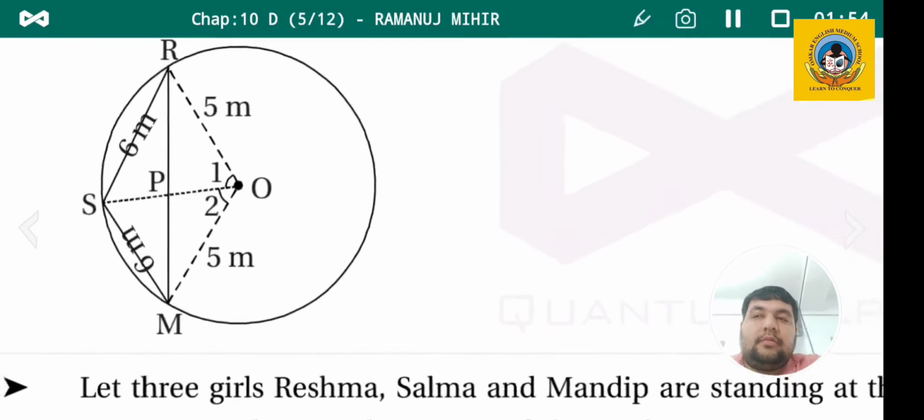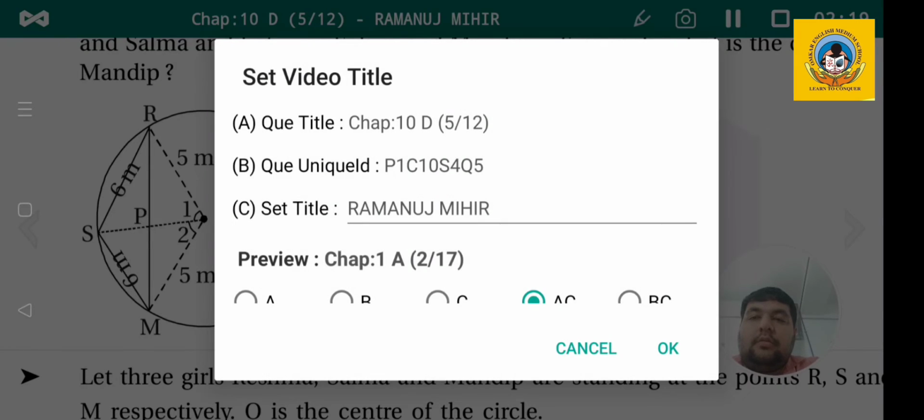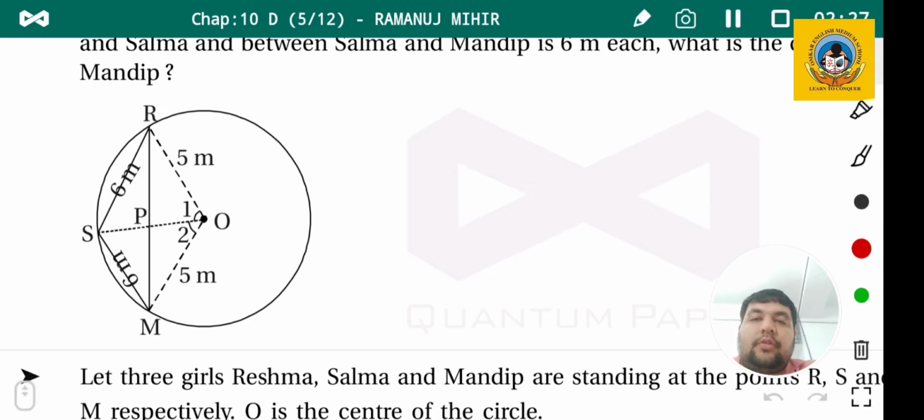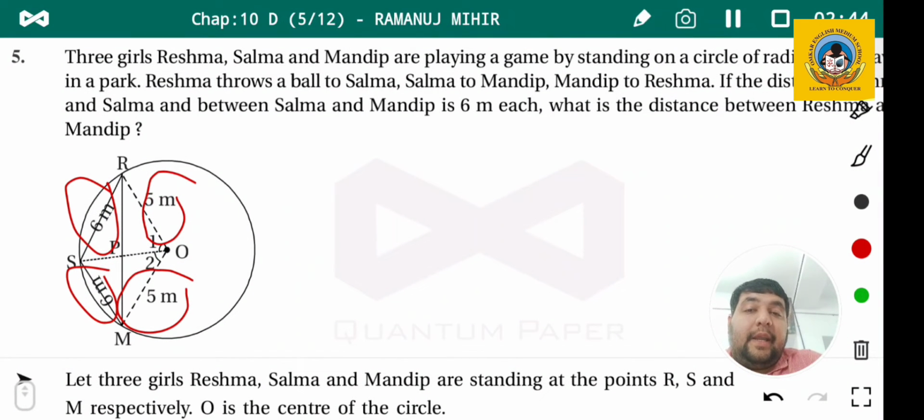So you can see in the figure, RSM means Reshma, Salma and Mandeep. O is the center of the circle. The radius is 5, so this will be 5 meter. You can see this is 5 meter, this is 5 meter, this is 6 meter, this is 6 meter. Now what we have to find is the distance between Reshma and Mandeep. So we want to find RM.